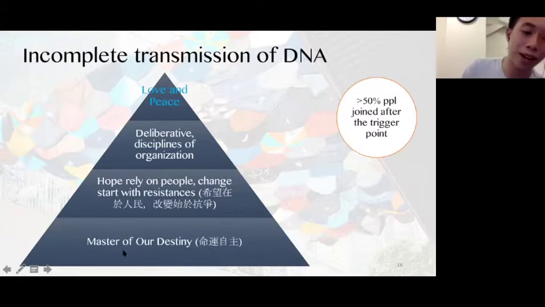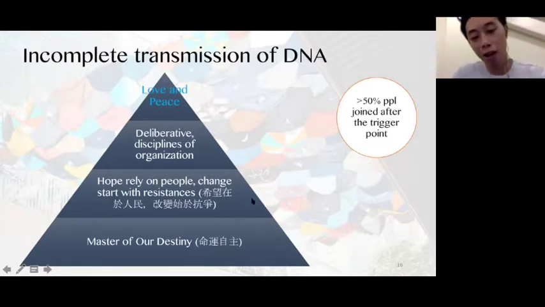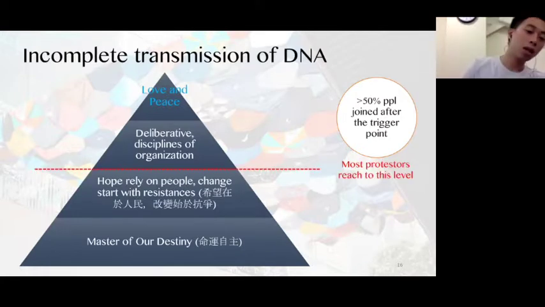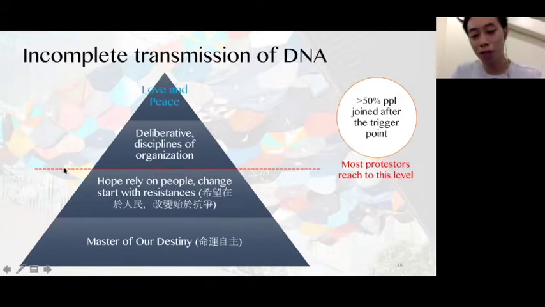We always heard people shouting this slogan, which is "master of our destiny." It means that no one can represent you; only the people can represent themselves. And this is another layer of the framing: hope relies on people, change starts with resistance. People know that they can only rely on themselves, and resistance is the only method by which you can achieve victory in the umbrella movement. So most of the people stop at this layer.